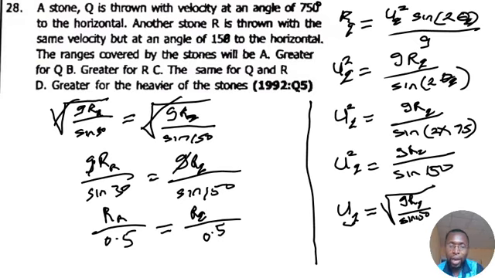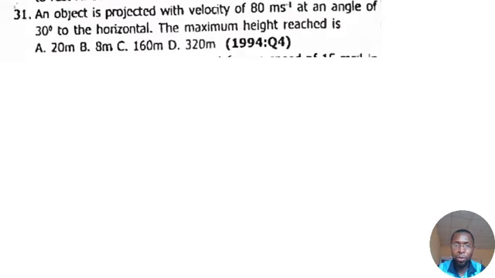So automatically, if you multiply both sides by 0.5, 0.5 will cancel out. That means the range of stone R is equal to the range of stone Q. Okay, so the same for Q and R. The correct option is C. Okay, A is greater for Q, no. B greater for R, no. C the same for Q and R, yes. D greater for the area of the stone, no. Okay, so let's see another question.